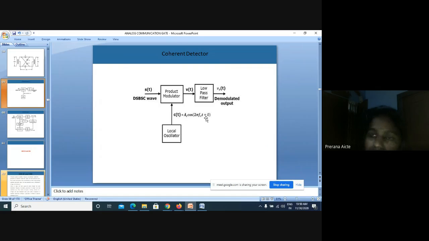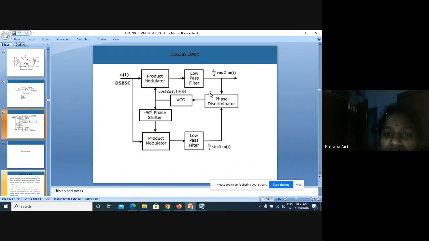Once we have a phase error, then we'll get a distorted signal. So we should always see carefully that this phi should be 0. If this phi is not 0, then we may not get an exact signal. The output of this is given to a low pass filter with a cutoff frequency of plus or minus fm. So in this way we are going to demodulate your signal. We should always see that there will not be any phase error, for exact reconstruction of your original message signal.